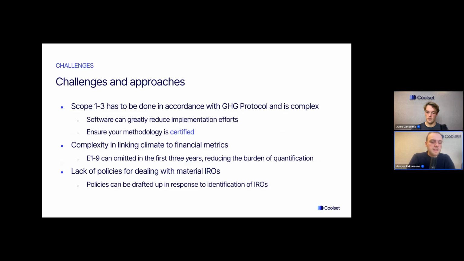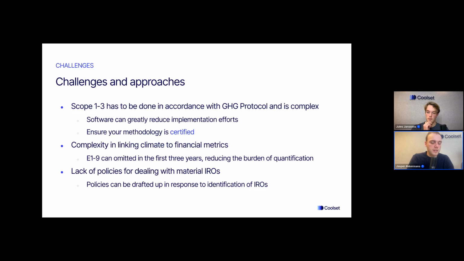Then I'm going to finish it off with a look at the challenges and approaches to working with ESRS E1. So Scope 1 to 3 has to be done in accordance with the Greenhouse Gas Protocol, which is a framework to calculate CO2 emissions, and it's quite complex. So some approaches here are that software can greatly reduce implementation efforts, and that you need to ensure that your methodology is certified.